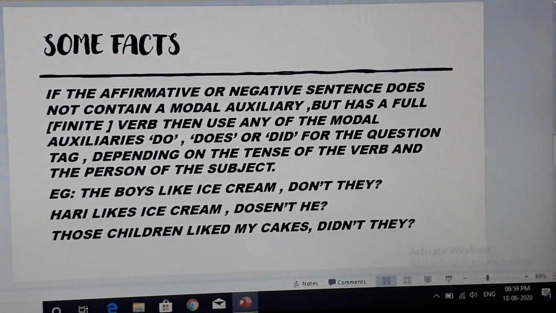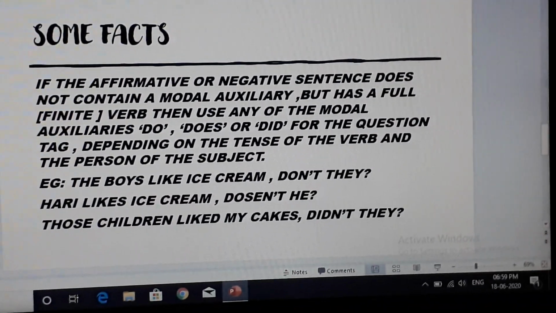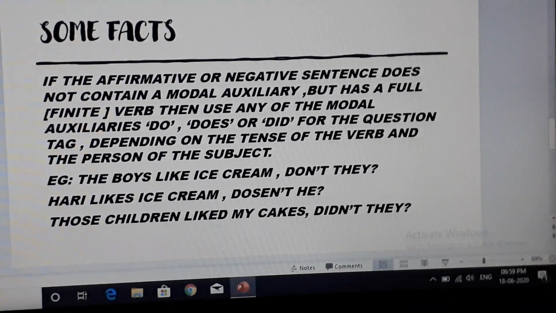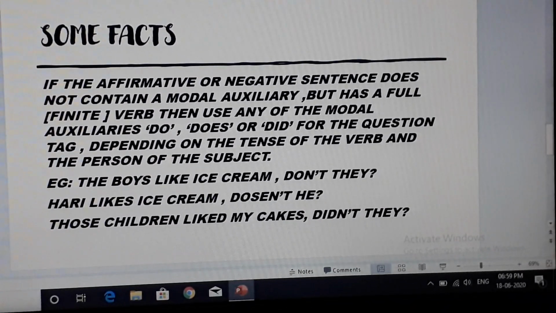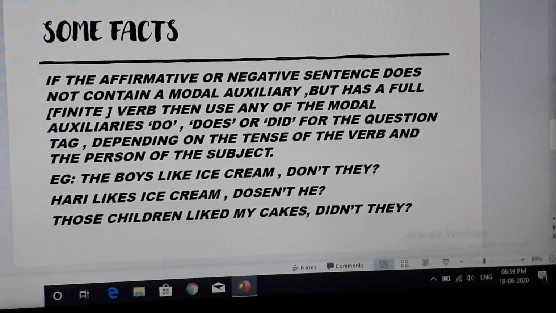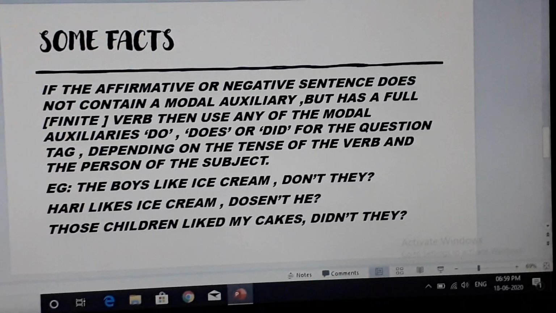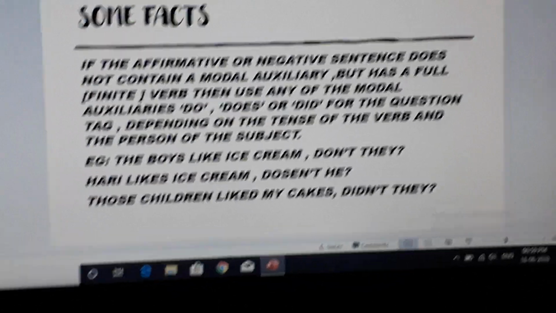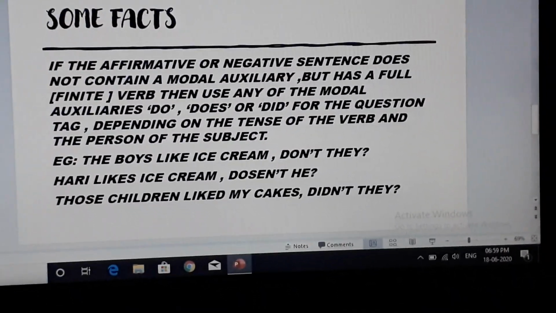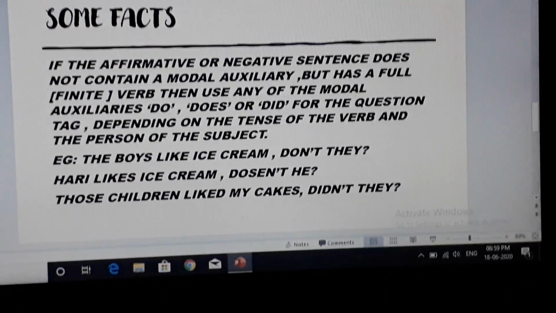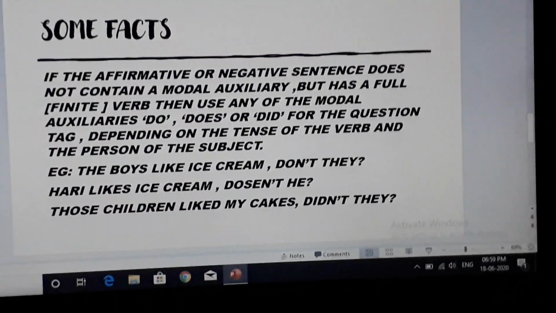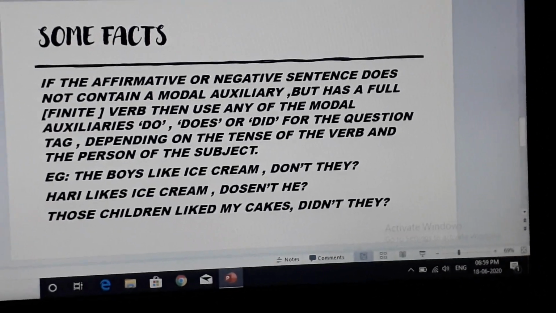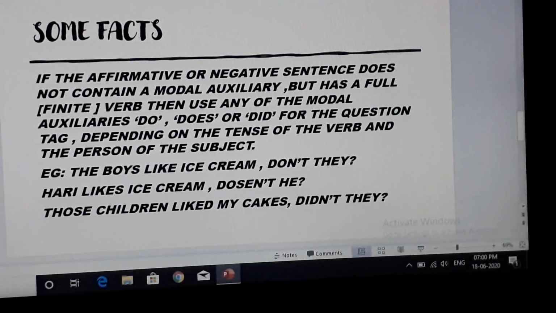Next fact: if the affirmative or negative sentence does not contain a modal auxiliary but has a full finite verb, then use any of the modal auxiliaries do, does or did for the question tag, depending on the tense of the verb and the person of the subject. This means if the given sentence is positive or negative but there is no helping verb in it, then we have to use either do, or does or did. Now when do we have to use did?